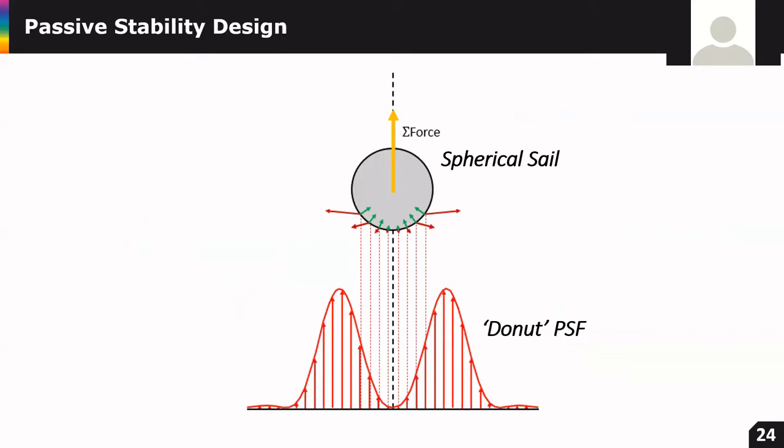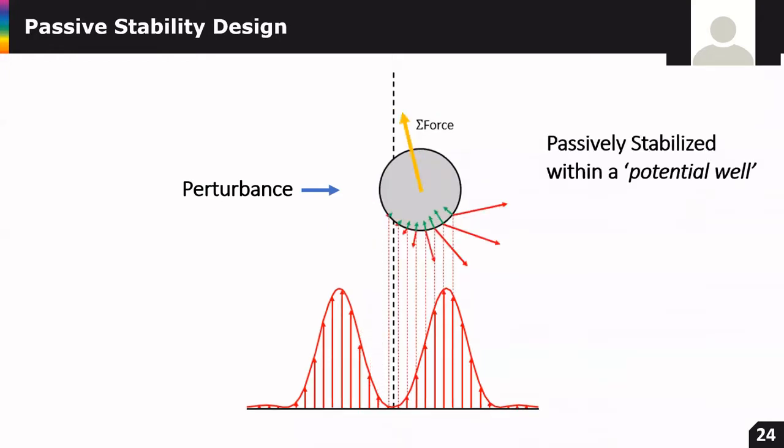The idea is to have a spherical, perfectly reflecting sail, and instead of a flat top or a Gaussian donut or a focus shape, we're going to use a donut PSF. You can see here that when the sail is perfectly in the center, the sum of the reflection distributions and the force distributions cause the force to be along the optical axis. Now, if a perturbance comes around, causing the sail to move over to one side, the geometry of the sail and the geometry of the donut sum in such a way that the sum of the forces push the sail back towards the center of the beam.